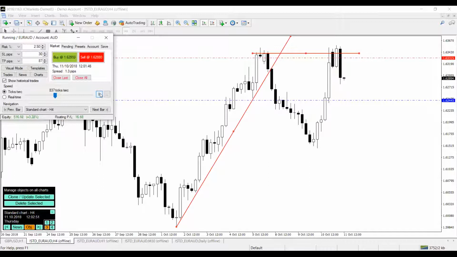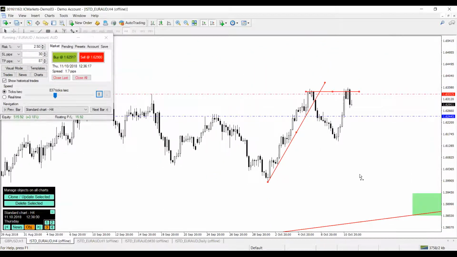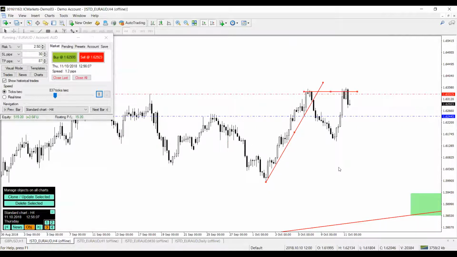Why did you move your stop loss to break even? Just to protect my capital. Okay, cool. This was 1 to 3. Yeah, it was 1 to 3, just shy of.